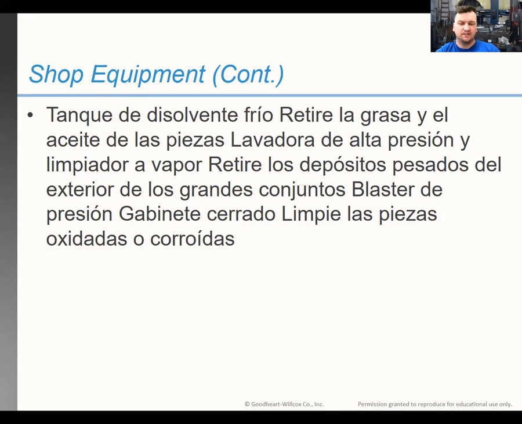High pressure water and steam cleaner. So a pressure washer. This removes heavy deposits from the outside of large assemblies. Pressure blaster, also known as a sandblaster or a media blaster. It's an enclosed cabinet. It has little rubber gloves mounted onto it. You'll stick your hands into those gloves so you can work inside of it while it's being sealed. This is for cleaning rusty or corroded parts.